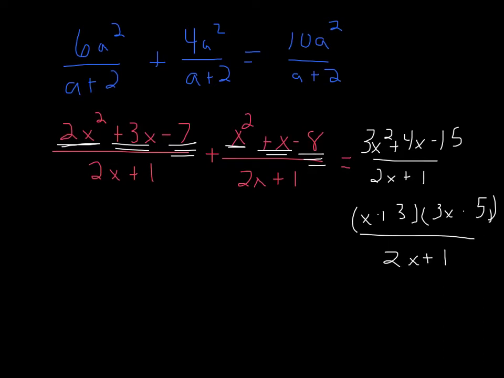Now, in the case that we did have something that was alike, so say one of those did end up being 2x plus 1, then you'd have to cross cancel, right? Okay, so you'd have to reduce.